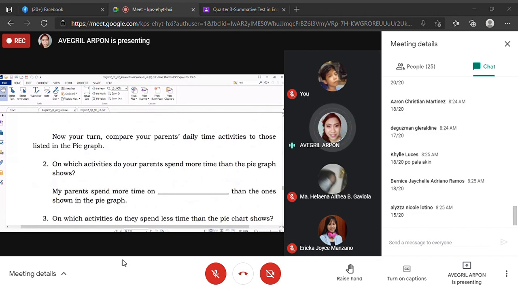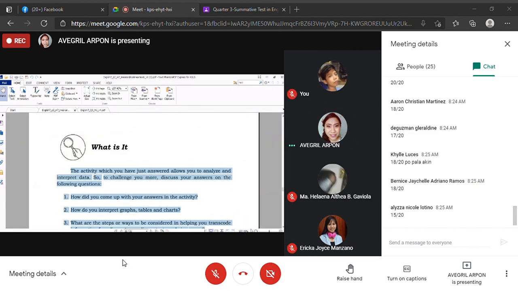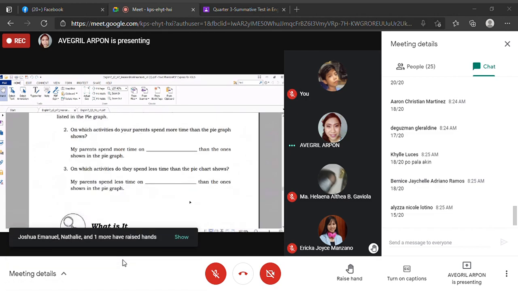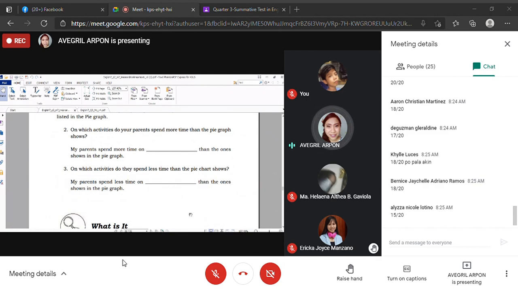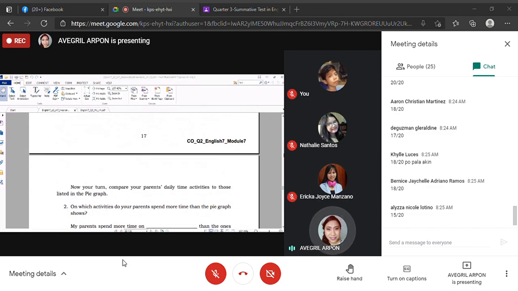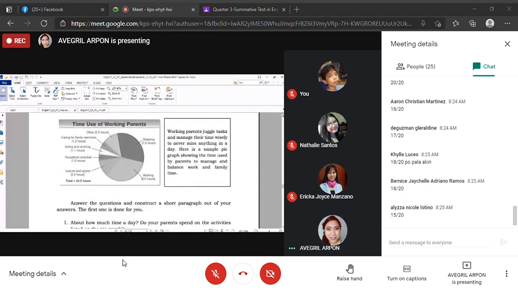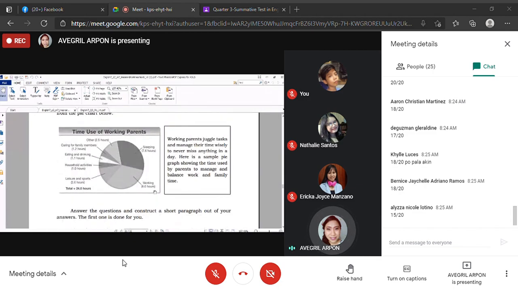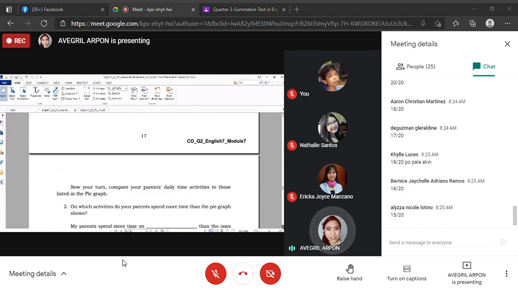Okay, on which activities do your parents spend more time than the pie graph? So again, please complete this statement: My parents spend more time on blank than the ones shown in the pie graph. What is the answer? Ma'am Manzano po. Ma'am Santos. Okay, yes, Manzano. Working po. Okay, spend time on working. So let's go back to the pie chart. Okay, so they spend 8 hours in working. Okay, so more than.